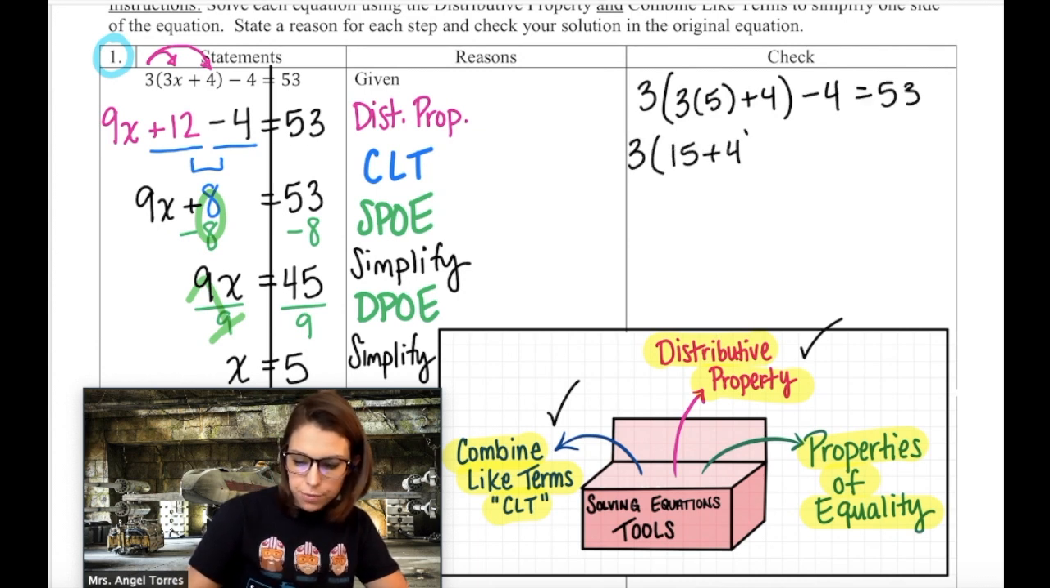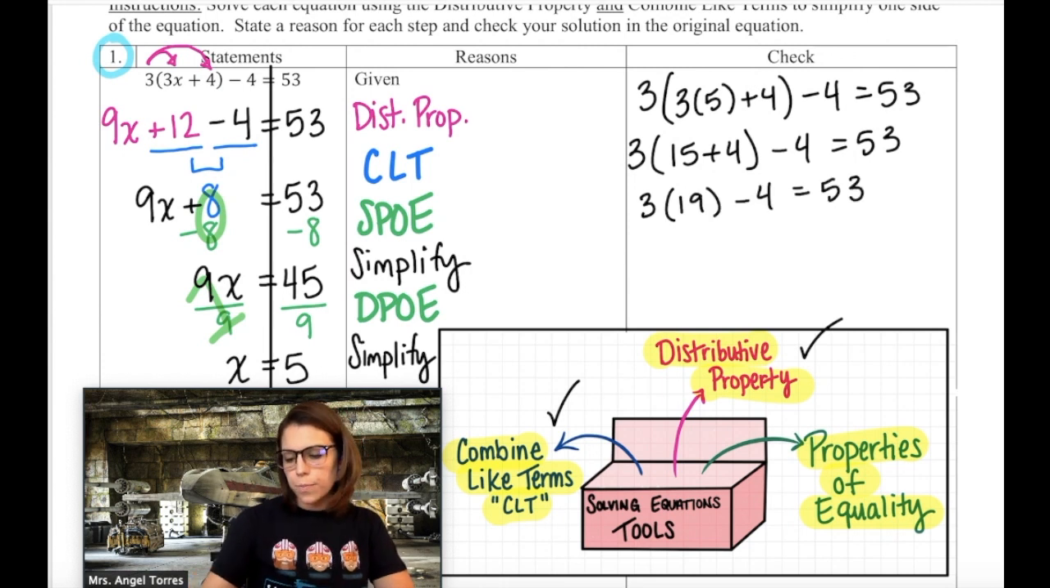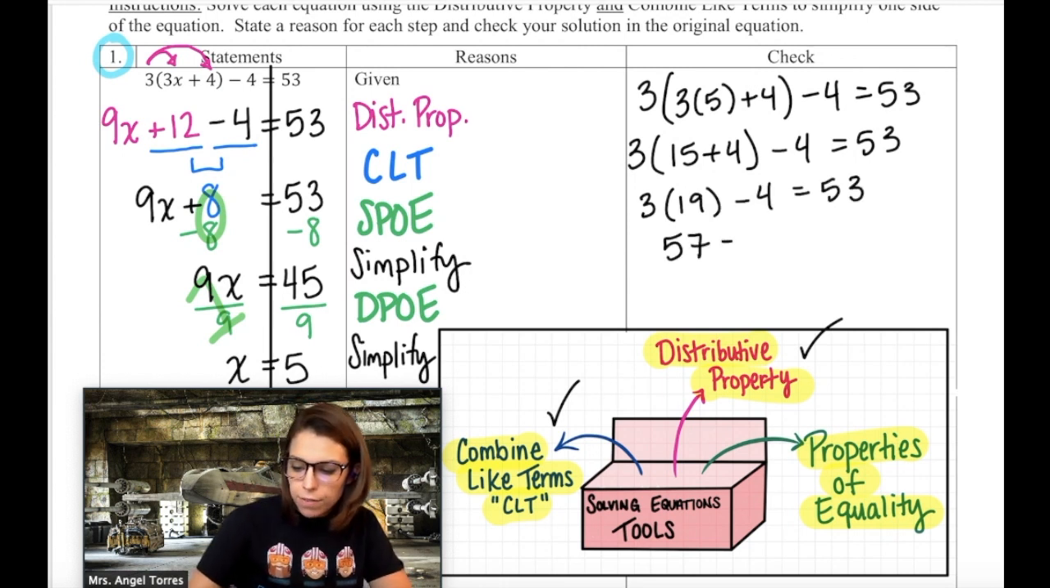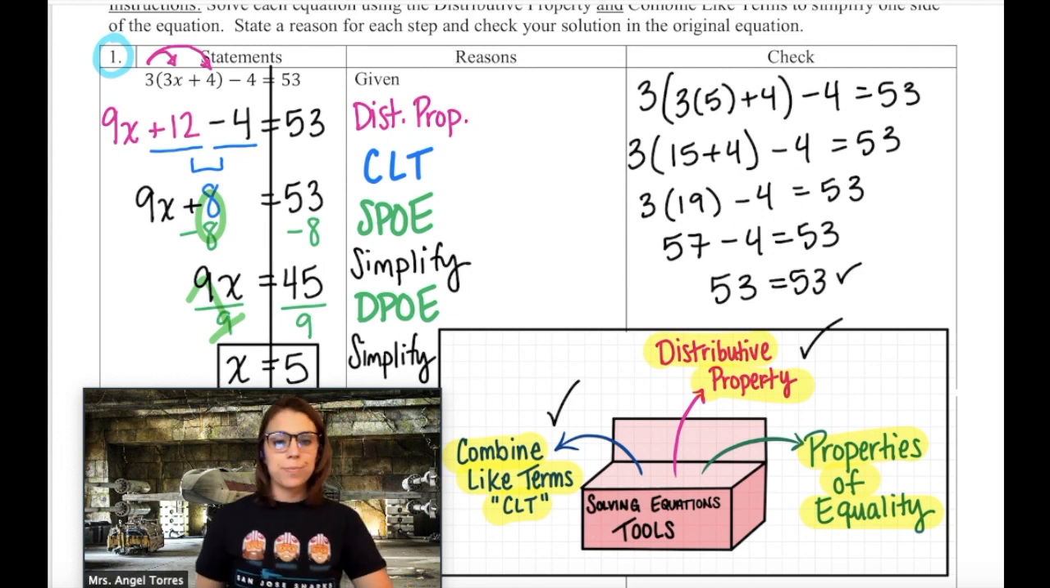Okay, 3 times 5 is 15, plus 4, minus 4 equals 53. 15 plus 4 is 19, minus 4 equals 53. 3 times 19 is 57. 57 minus 4 is 53. So since this is a true equation, I know that x equals 5 is the correct solution.